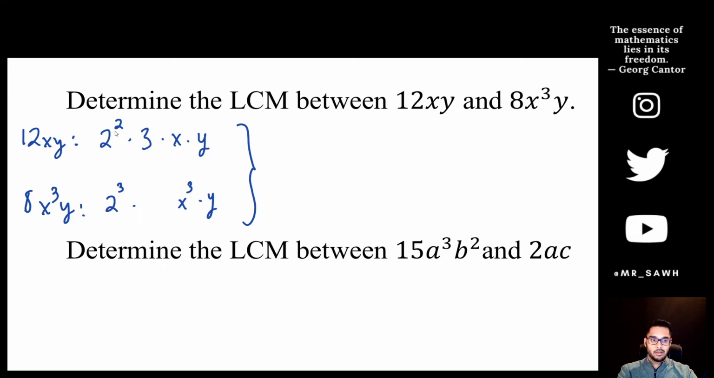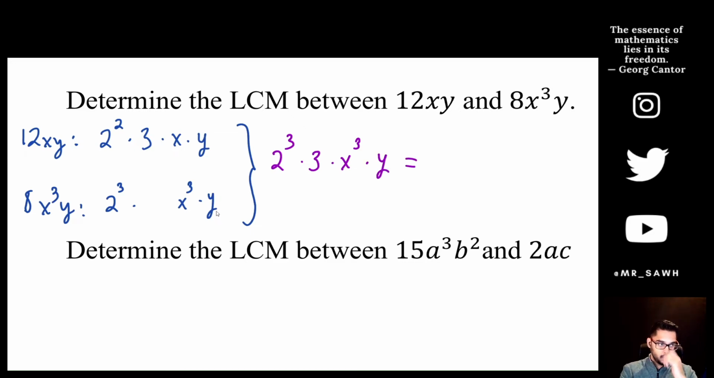So if I compare the 2's, the highest power of 2 I have is 2 cubed, so I'm going to take that one. For the 3's, only one of them has a 3, so I'm just going to take a 3. For the x's, I have a choice between either taking x as part of that common multiple or x cubed, and I'm going to take the highest power, so x cubed. Same thing for the y's. If they're both y to the power 1, I'm just going to take a y.